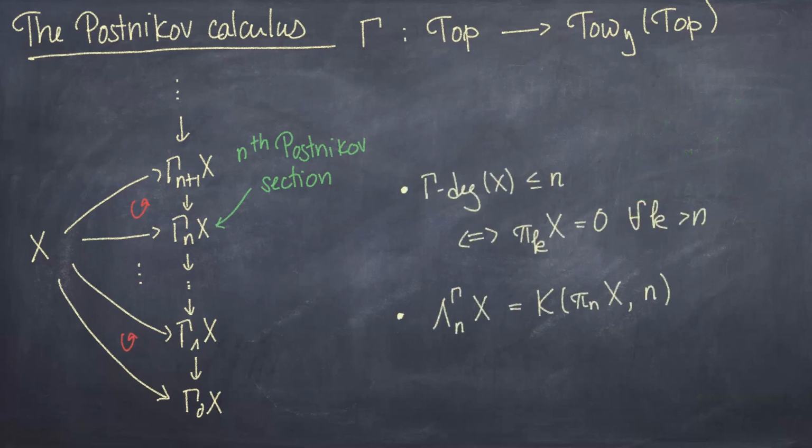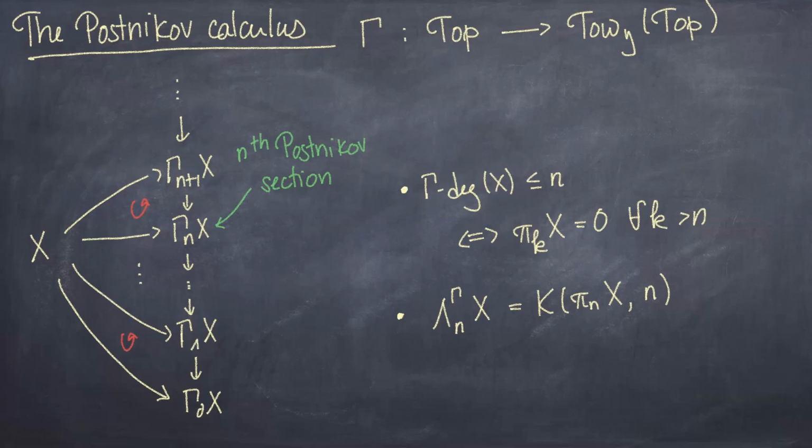And in this context, having gamma degree of X less than or equal to n means that the homotopy groups of X above degree n are all trivial. And the nth layer functor is nothing but an Eilenberg-MacLane space. So this is really sort of an example of what we could think of as a calculus of this way.